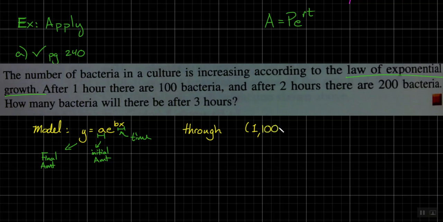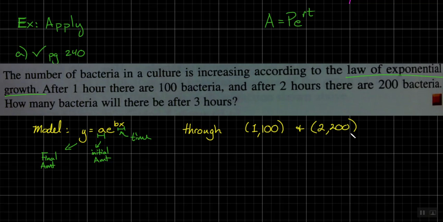There's 100 of them. And any other points that I know? At 2 hours, there's how many? 200. Okay, we have this information. At this point in time, we're trying to predict at 3, right? Now, I might actually change the letters, and it doesn't matter if we change the letters or not. Instead of Y, I would probably call this P for population, and instead of X, I would call it T for time. But it's the exact same equation. We'll just keep it like this.